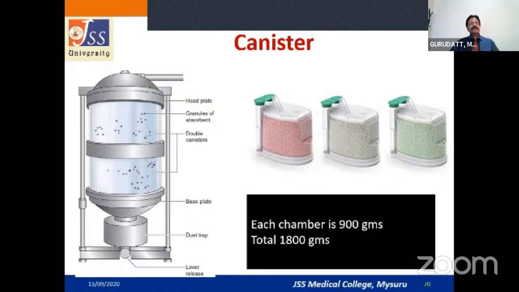Why do you have to know about the two chambers? Because in the olden days, each chamber had a capacity of 900 grams. That means each chamber 900 grams, two chambers 1800 grams. Nowadays, disposable ones even come with 500 grams or even 1 kg of capacity. Again, this is important for exam purposes: how much of this soda lime can absorb carbon dioxide. What is the capacity? That is one of the questions that is asked.